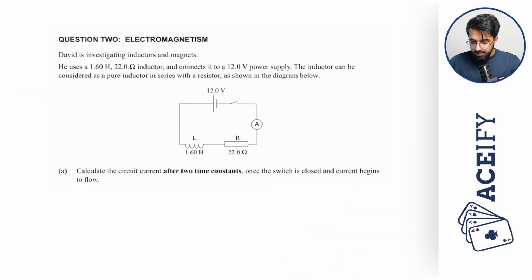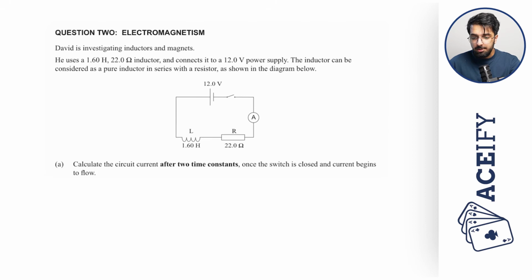Alright, David is investigating inductors and magnets. He uses a 1.6 Henry and 22 ohm inductor and connects it to a 12 volt power supply. The inductor can be considered as a pure inductor in series with a resistor, as shown in the diagram below. Calculate the circuit current after 2 time constants once the switch is closed and current begins to flow.